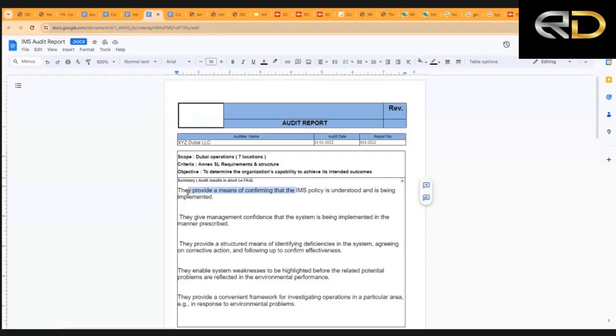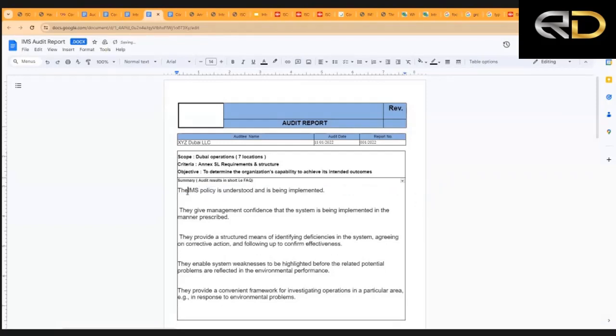So you basically say, well, the IMS policy is understood, okay, but it is not being implemented, if that is the statement. And then here, the summary of the audit, they give management. IMS audits are conducted because they give management confidence that the system is being implemented in the manner prescribed.